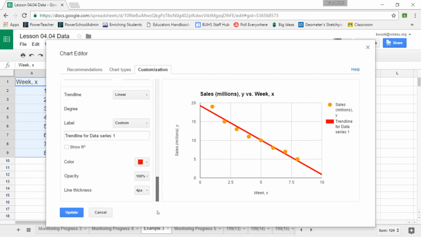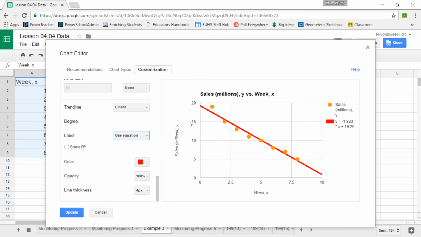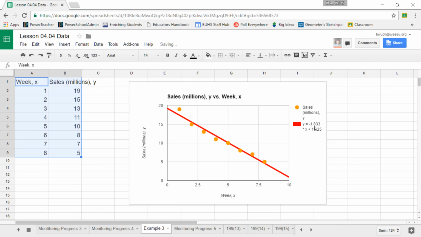I think there's a way that I can get it to, maybe I'm thinking Excel. I used to have it show me the trend line itself. Label, use equation. There we go. Bam. Yeah, so if you go to under the label, hit use equation, it'll show you the equation of the trend line right there. So that way you can see what the slope is. I know it kind of wraps around.